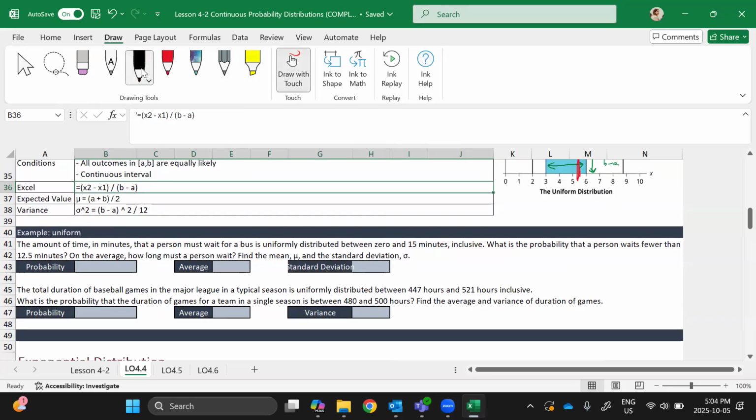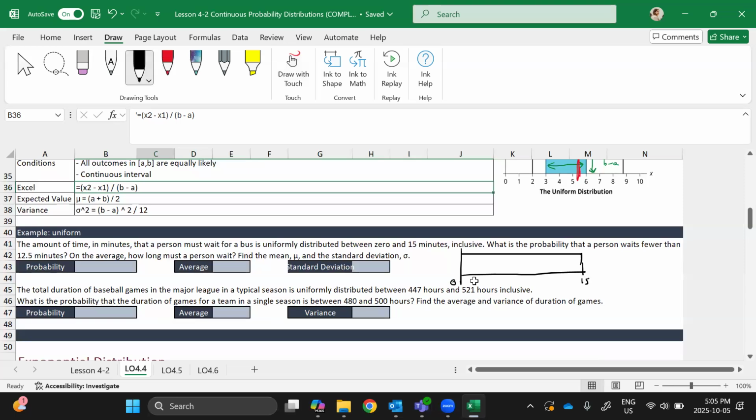Okay, so let's do a quick example. The amount of time in minutes a person must wait for the bus is uniformly distributed between 0 and 15 minutes. So if we start at 0 and we go to 15, if it's uniformly distributed, that would be our rectangle. I didn't quite draw the axis straight, but something like that. Let me try to draw it a little bit more straight. That's a little bit better.